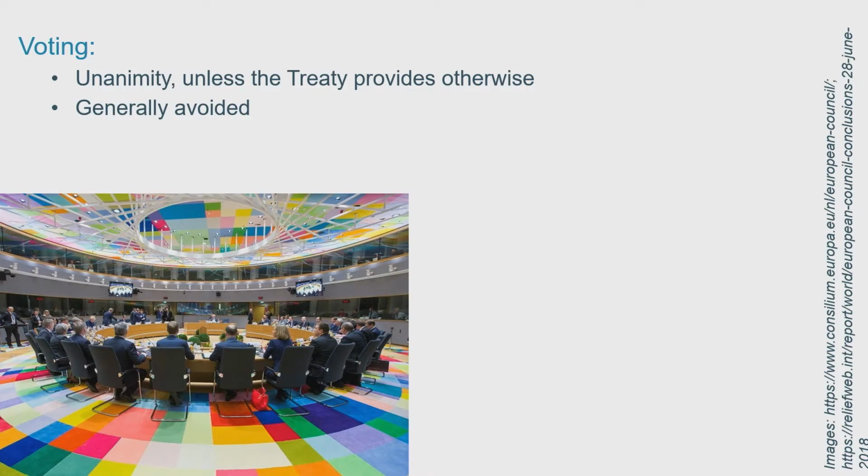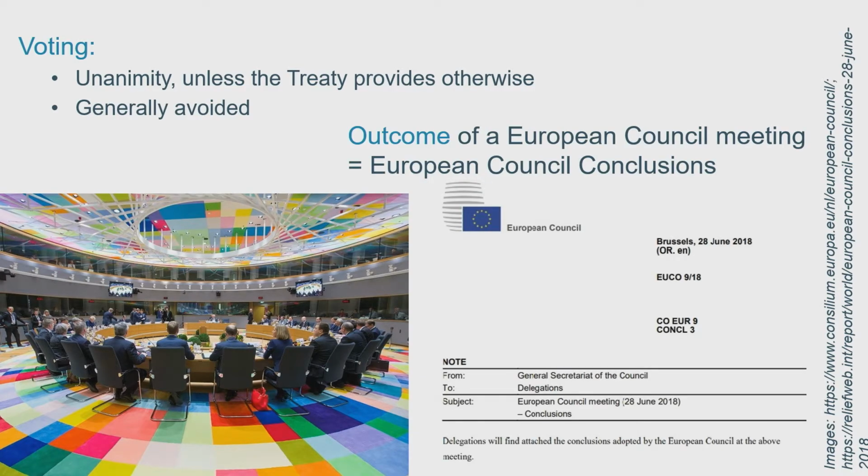The default voting rule of the European Council is unanimity, unless the treaty provides otherwise, which is, for example, the case for the election of the President of the European Council. Yet, the theoretical possibility of a qualified majority vote does not mean that it actually is implemented. Voting, especially majority voting, remains a rare incident. The outcome document of a European Council meeting is called the European Council Conclusions.